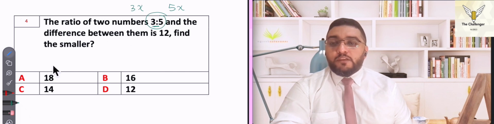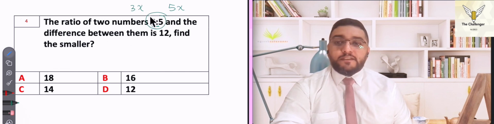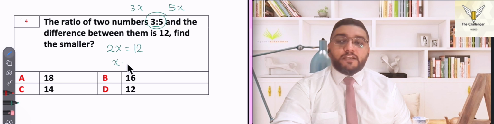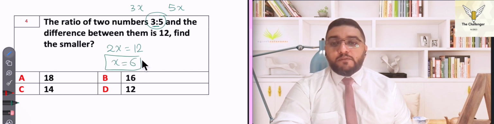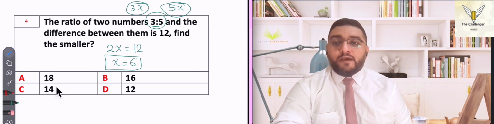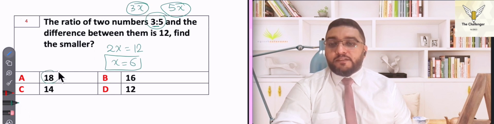Finding the difference between them, it means you will subtract 5x and the 3x. So 5x minus 3x, it will be 2x. This is equals 12. Then divided both sides by 2, it means x equals 6. Now if x equals 6, we can find the first value and also we can find the second value. So the smaller value is 3x, so it will be 3 times x, which is 3 times 6, which equals 18, so the answer is A.